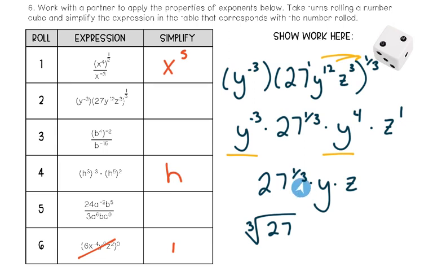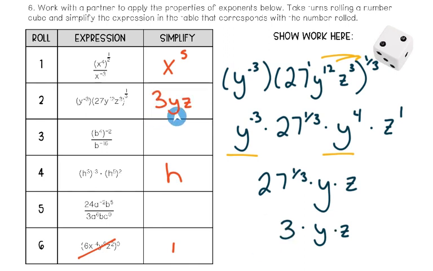Remember, it's power over root. So this is a cube root of 27 to the first power. I don't have to write that exponent of 1. It's invisible. Keep that y, keep the z. Then you can actually take the cube root of 27. It is 3. So your final answer is 3yz.